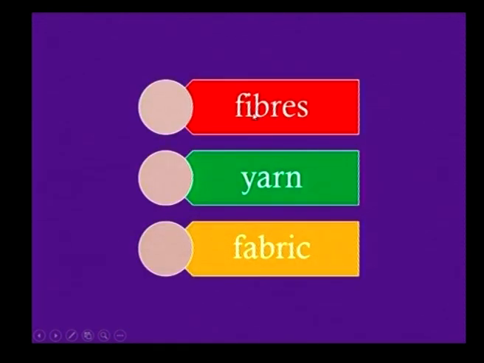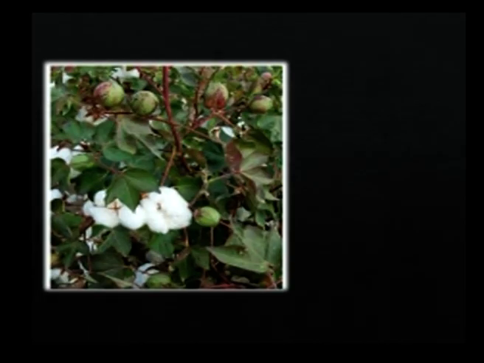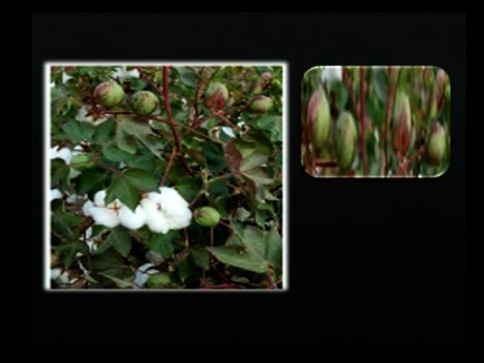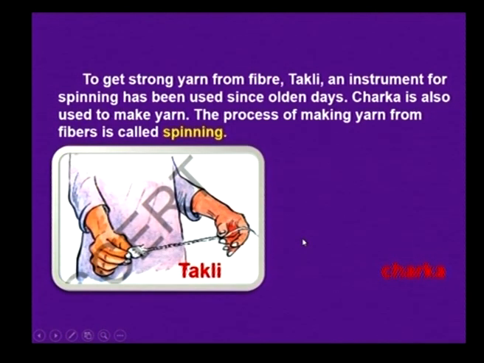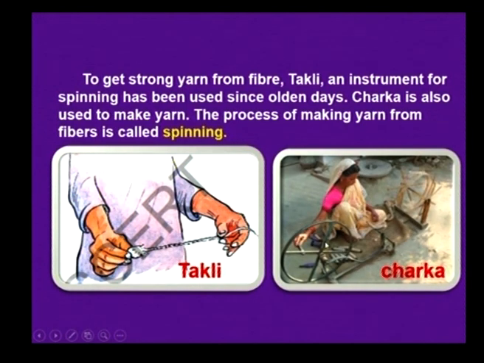Tiny strand-like structures are called fibers. These fibers are converted into yarn. Yarns are woven together to make a fabric. Cotton fibers are made from the cotton ball. Cotton is separated from its fruits. This is combed neatly and cleaned. To get strong yarn from fiber, the takli, an instrument for spinning, has been used since olden days. Charka is also used to make yarn. The process of making yarn from fibers is called spinning.